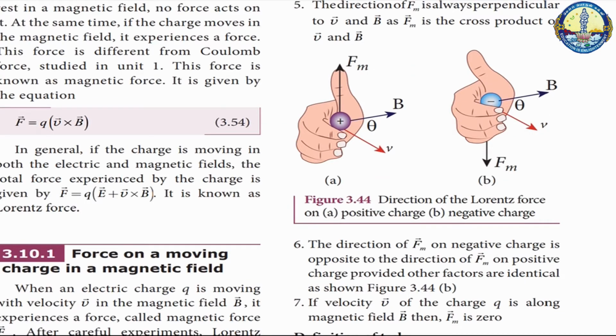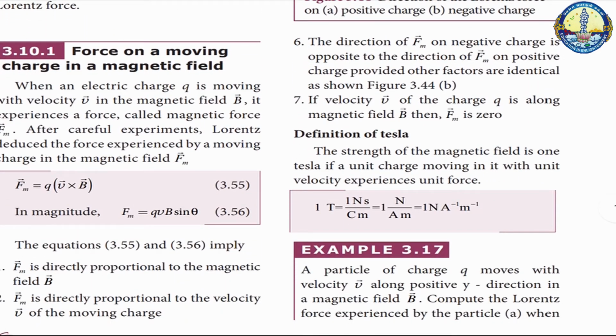The radius of the circular path is r is equal to mv by qB. We know that mv is the magnitude of the linear momentum of the particle. It is denoted by p is equal to mv. Let T be the time taken by the particle to finish one complete circular motion. Then T is equal to 2 pi r by v. So hence we know that r is equal to p by qB. Substitute that value in T, and you will get T is equal to 2 pi m divided by qB, which is called the cyclotron period.